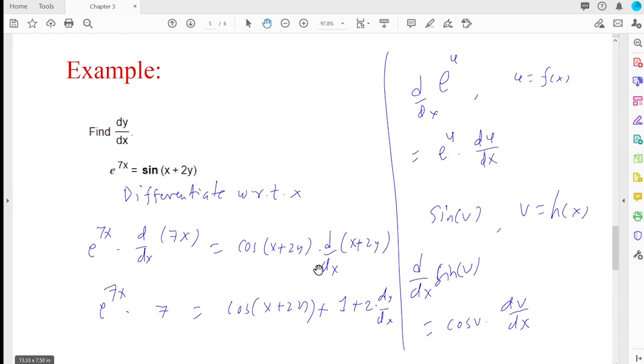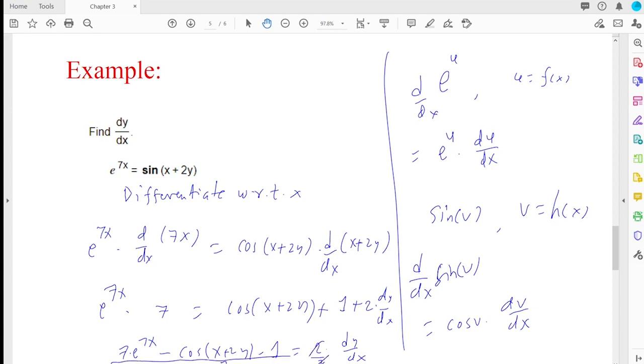Derivative of 2y is 2 times dy over dx. Our ultimate goal is to find the dy over dx, and for that we can bring this thing on the left side and 1 on the left side, and that will give us dy over dx. So if I simplify this, 7 e to the power 7x minus cosine of x plus 2y minus 1 equals 2 times dy over dx. Since our goal is to find dy over dx only, just divide both sides by 2.